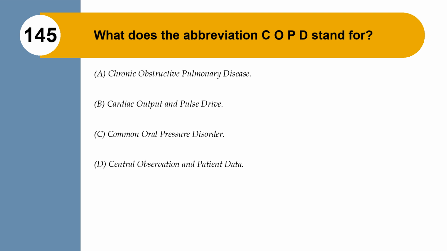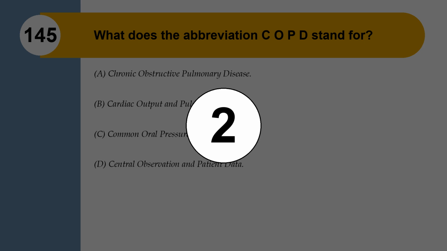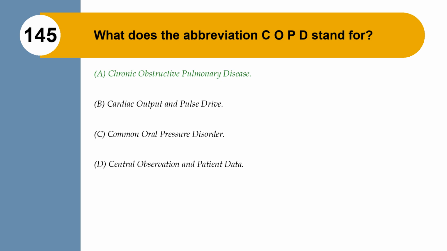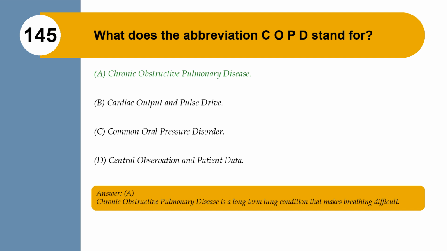Question 145. What does the abbreviation COPD stand for? Option A, chronic obstructive pulmonary disease. Option B, cardiac output and pulse drive. Option C, common oral pressure disorder. Option D, central observation and patient data. The correct answer is option A, chronic obstructive pulmonary disease. Explanation. Chronic obstructive pulmonary disease is a long-term lung condition that makes breathing difficult.